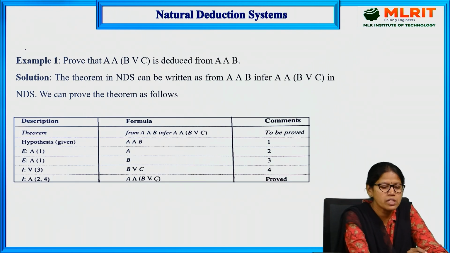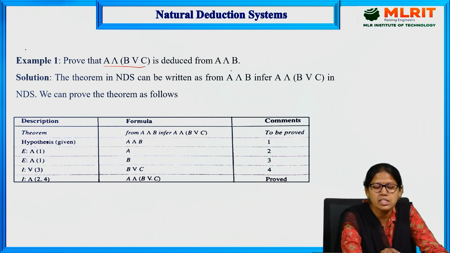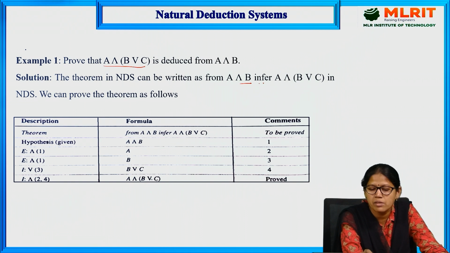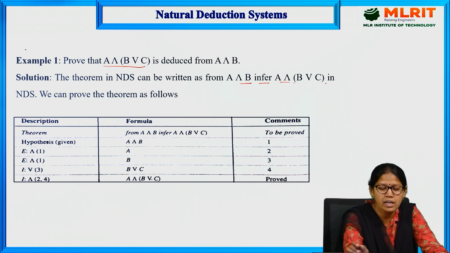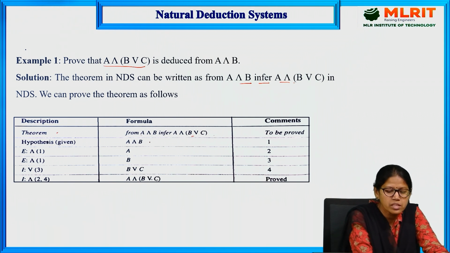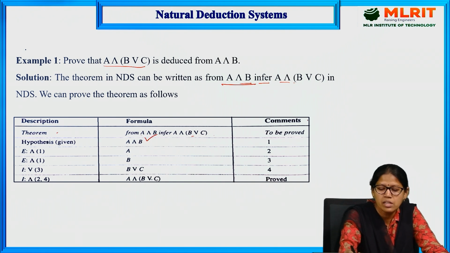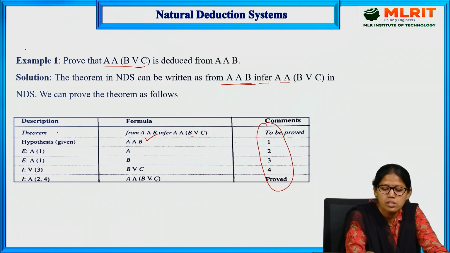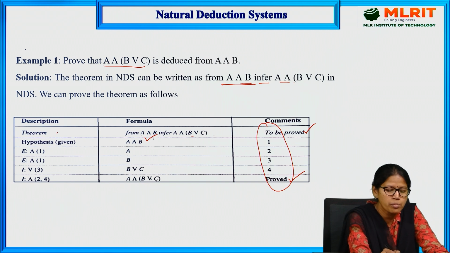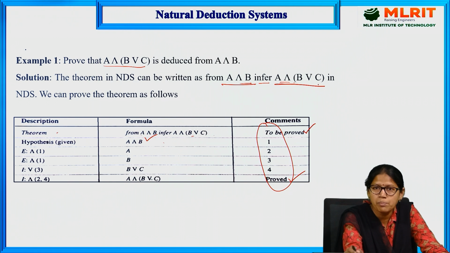Okay, let's see one of the examples here. Prove that A and (B or C) is deduced from A and B. So we need to infer A and (B or C) from A and B. So here the theorem is: from A and B, infer A and (B or C). The hypothesis is given as A and B. These are the line numbers 1, 2, 3. This needs to be proved, and at last we prove it by using some assumptions or hypothesis. So here we need to get A and (B or C).